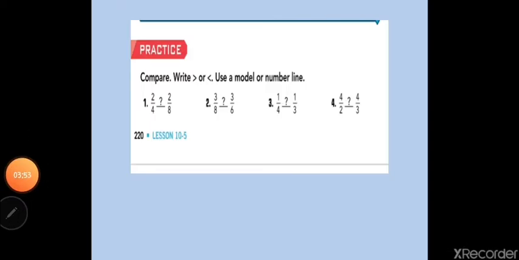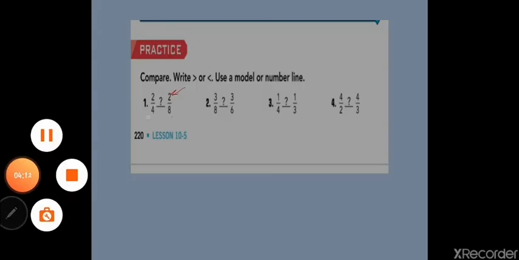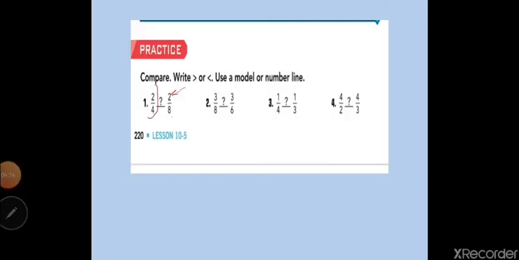Open your math book, page 220, and let's start to do it. They say compare. I have 2/8 and 2/4, the same numerator. I will look immediately to the smallest denominator. So what do you think is the greatest one? 2/4. So the alligator will open the mouth to the 2/4.